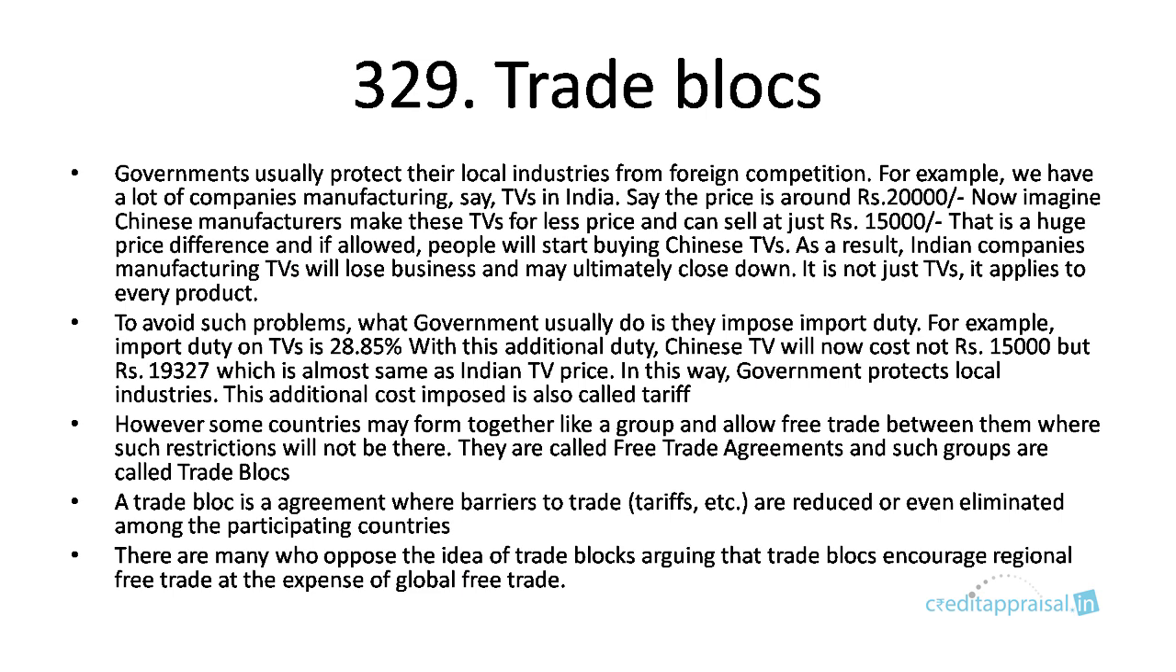However, sometimes out of friendship or out of economic necessity, or also due to political reasons, some countries form a group and allow free trade between them. Then in such cases there will not be restrictions. We'll see some examples in this chapter. These agreements are called free trade agreements, and such groups are called trade blocks. So a trade block is an agreement where the barriers to trade, such as tariffs, are reduced or even altogether eliminated. Say for other countries we normally have 28.85% import duty. For a trade block country, maybe we reduce it to 20% or 10%, or totally make it 0%.